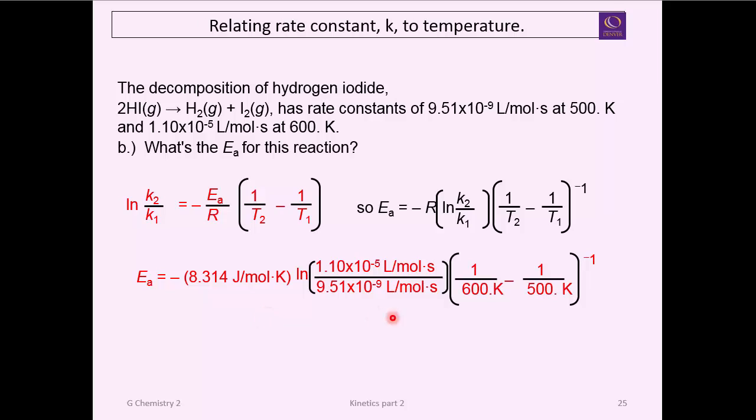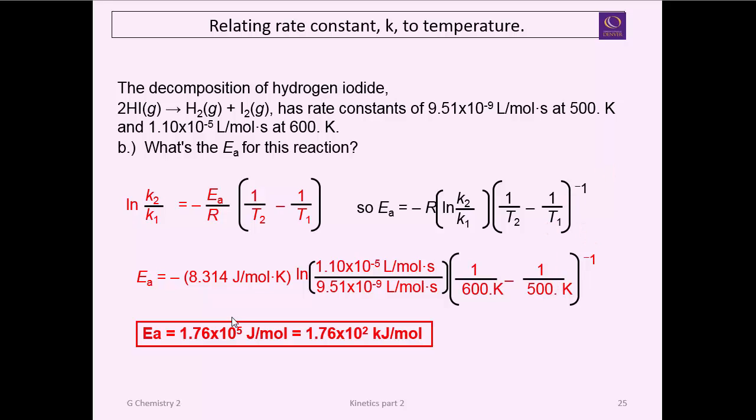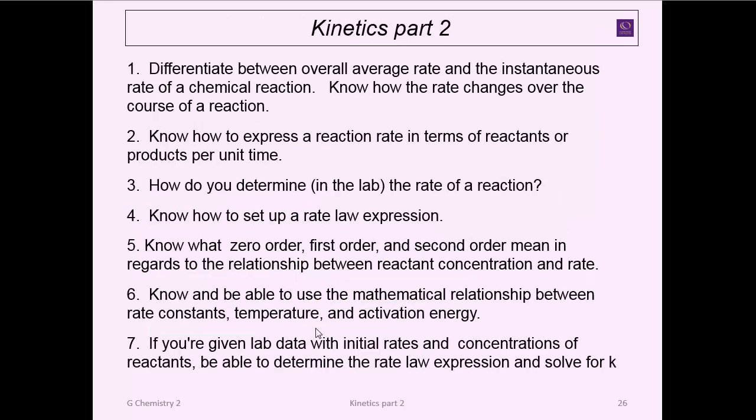And when you put in all your numbers, once again, remember that the temperatures have to be in K, which they already are. When you do the math here, plug it into your calculator, and you end up with 1.76 times 10 to the 5th joules per mole. The activation energy is usually expressed in kilojoules per mole, so that's a fairly easy conversion of moving the decimal over 3 times. All right, so I hope this has helped you understand kinetics.